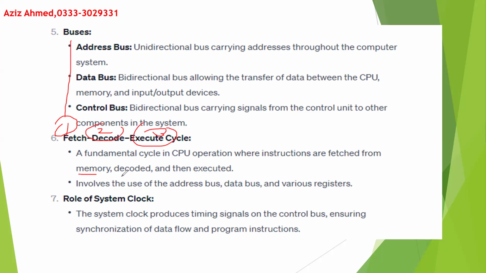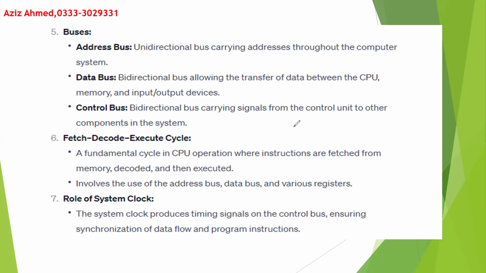This is the first step. Decode means to interpret, to translate the instruction, what to do, and then execute means to perform a particular operation, like plus, minus, divide, multiply. These are kinds of operations. They involve the use of the address bus, data bus, and various registers.